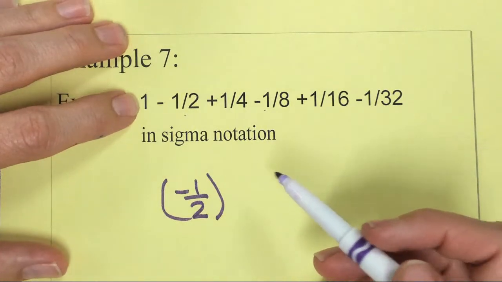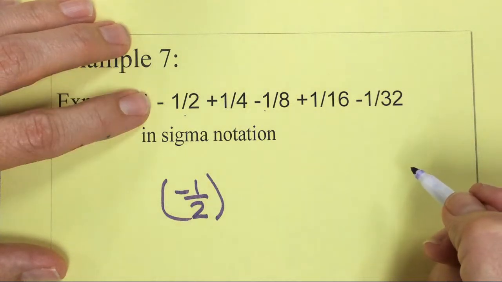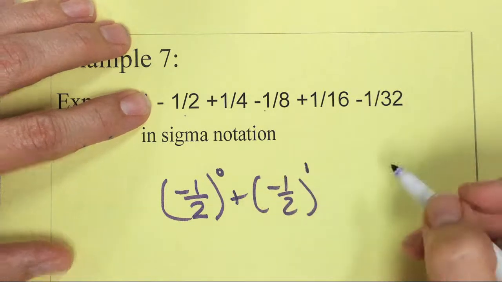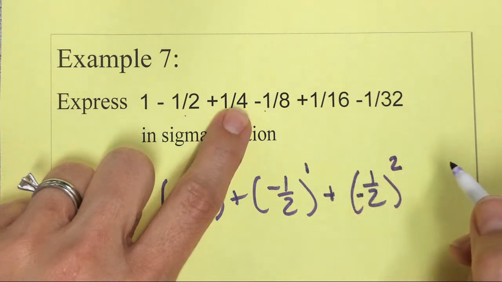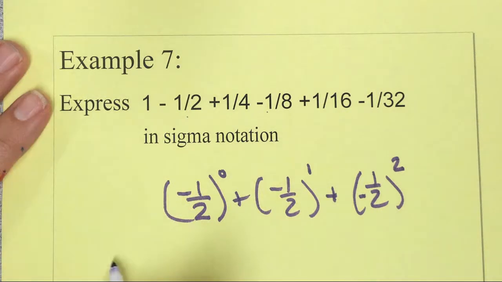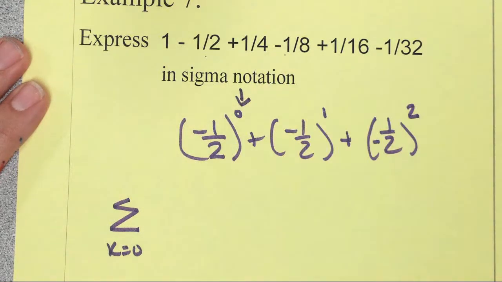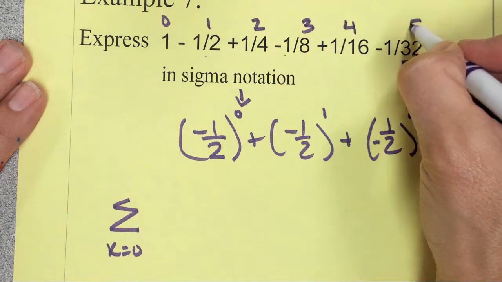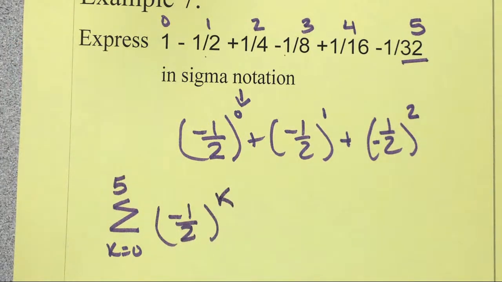All right, my first number has to be 1. So -1/2 to the what power would give me a +1? To the 0. And then -1/2 to the first power would give me -1/2. And -1/2 to the second power would give me 1/4, and so on. So on this sigma, I'm going to start my k at 0, and it's going to go all the way until I get to 32. So 0 power, first power, second power, third power, fourth power, fifth power. And we're going to have -1/2 to the k.